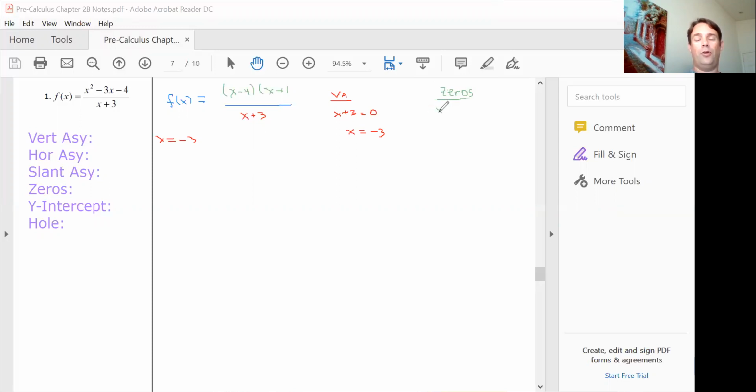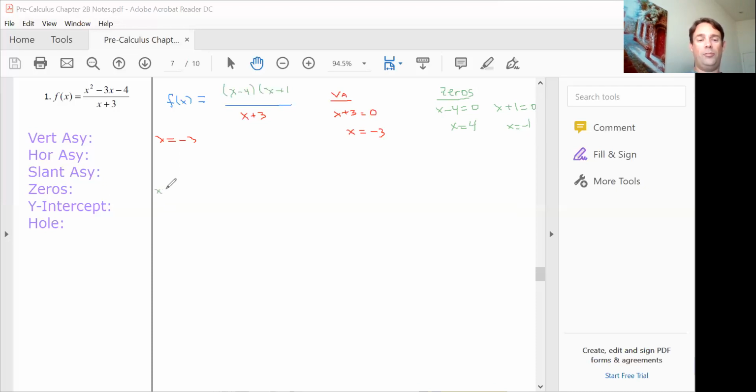So x minus 4 equals 0, and x plus 1 equals 0. So x equals 4 and x equals -1. Well, those will be my zeros. So (4, 0) and (-1, 0), those would be my x-intercepts.